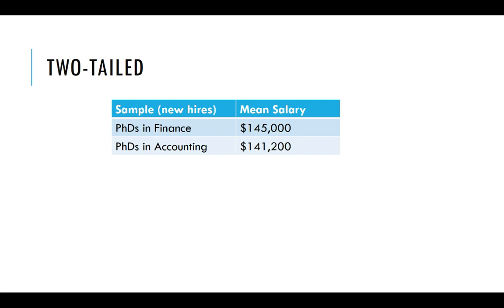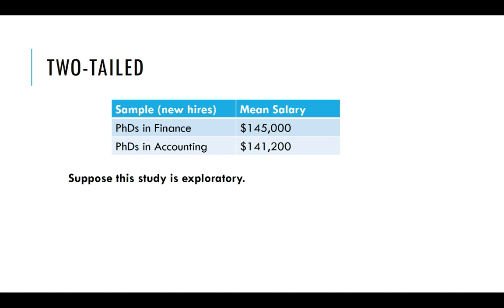Maybe I'm looking at newly minted PhDs in finance and accounting and their new hires, and I want to know if they have statistically different mean salaries. Now, I see from my sample that they're different, but that's not the same thing as saying they're statistically different. Maybe this is just by chance, given the samples that I've collected. So we want to see if they're statistically different, that it's not just simply due to chance.